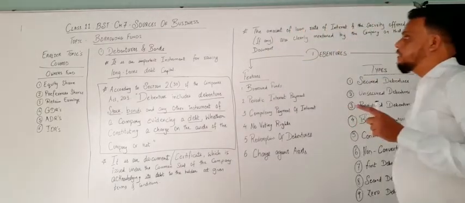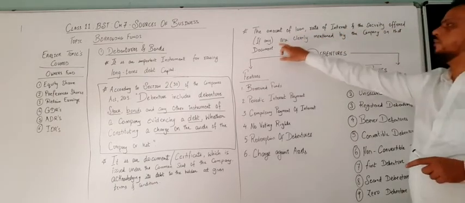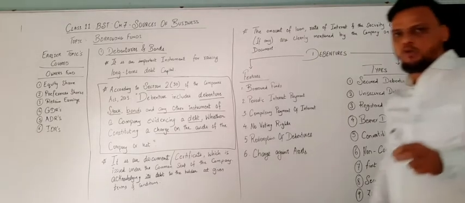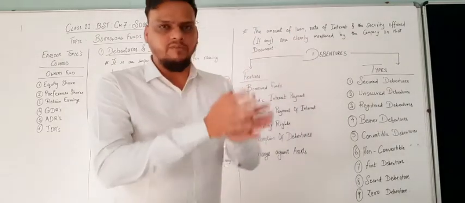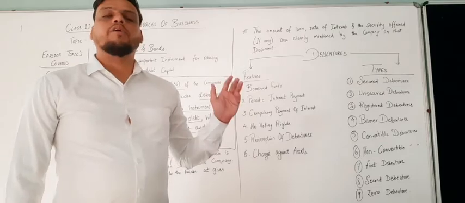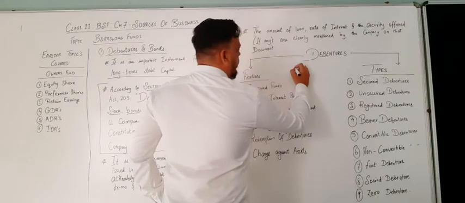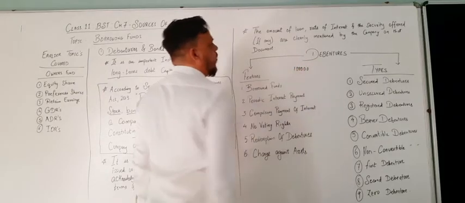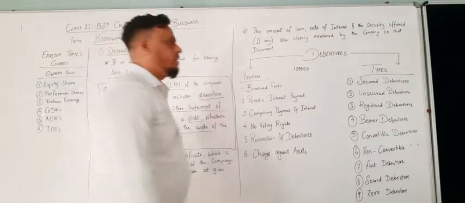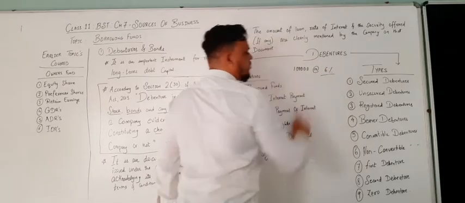Here, one more point has to be added. The amount of loan, rate of interest and the security offered, if any, are clearly mentioned by the company on that document. In that specification, they clearly write whatever amount you have given to the company. For example, if you give 1 lakh rupees for a debenture, 1 lakh rupees will be written on that certificate, and the rate of interest will also be mentioned as 6%.